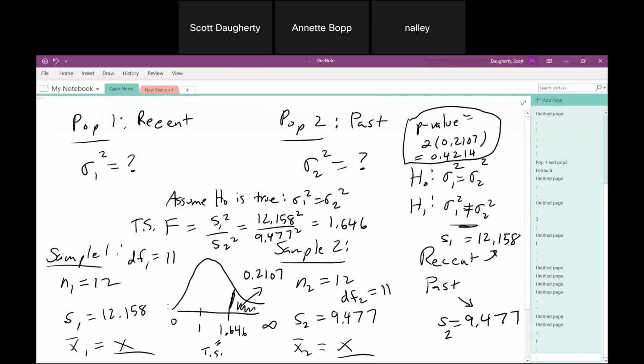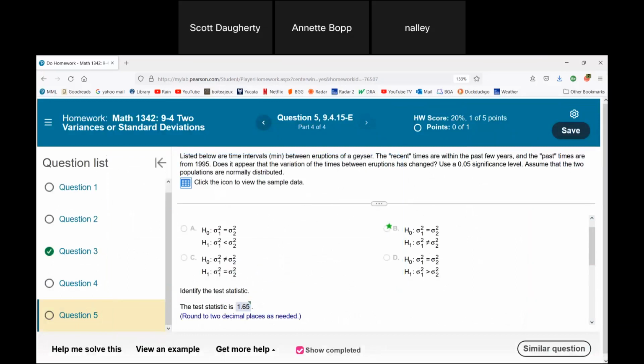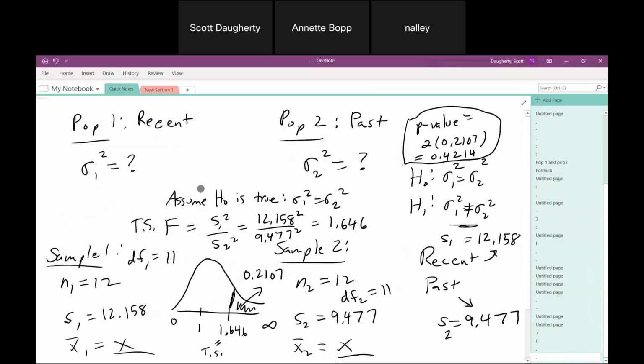And then I guess we're testing at 0.05. And so you can see what's going to happen. The p-value is greater than alpha, and when that happens, you fail to reject the null. And they didn't make a claim about either one of these, so we're just going to leave it at failing to reject the null.